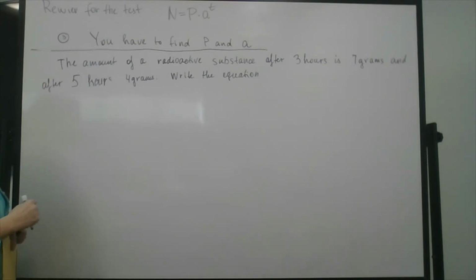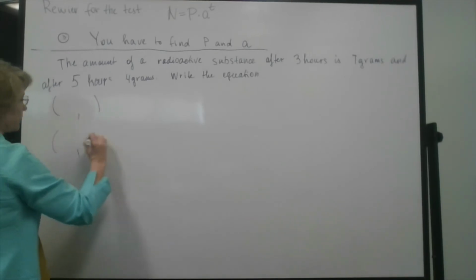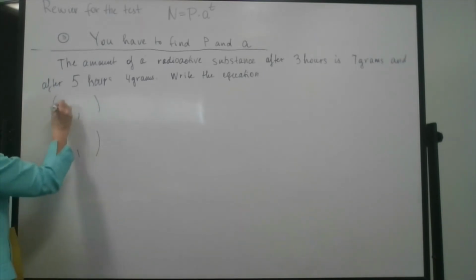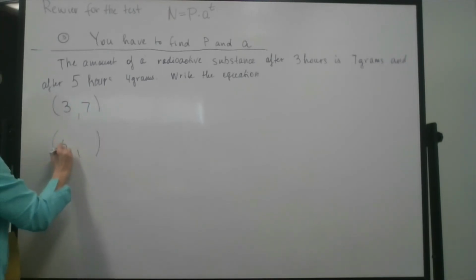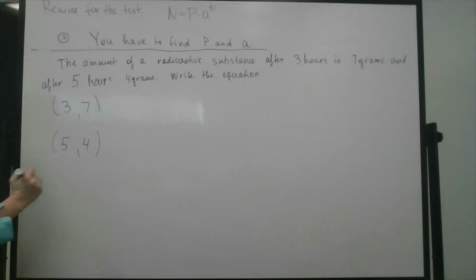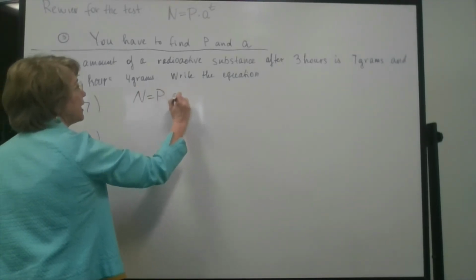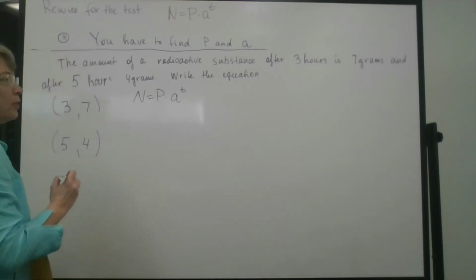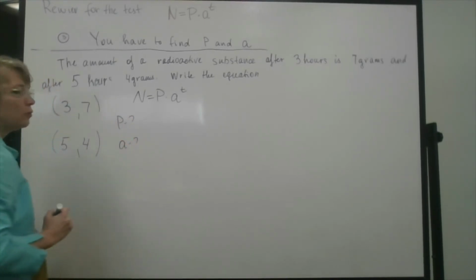So we don't have any percent here. It means we have to find 2 points. So we're looking for 2 points. And you know that time goes first, the amount goes next. So 3 hours will be here, 7 grams will be here, 5 hours will be here, 4 grams will be here. The equation is N equal to P times A to the T power. Do we know P? No. Do we know A? No.